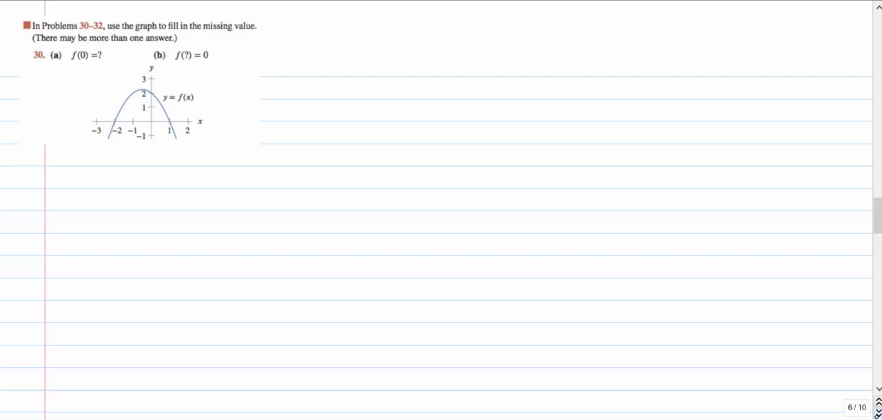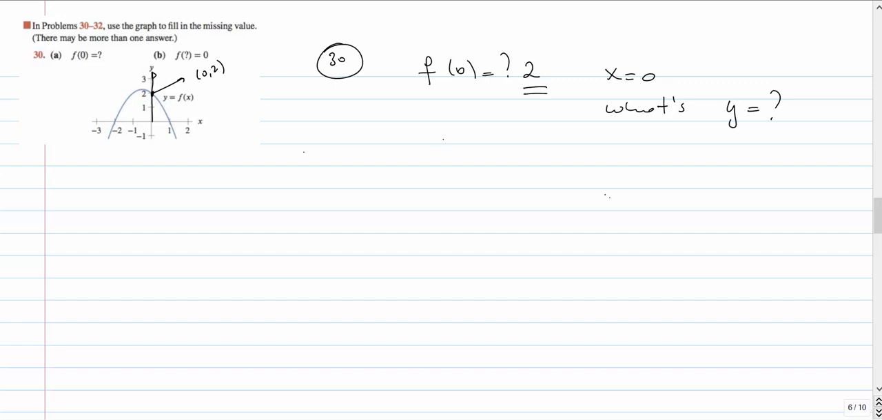Problem 30. Fill in the missing value. What is f of 0? This is asking when x is 0, what is y? What is the output? So when x is 0, which is on the y-axis, this is the only point. So this is 0, 2. So when x is 0, y is 2. So the answer for A is f of 0 is 2. This means when x is 0, y is 2.